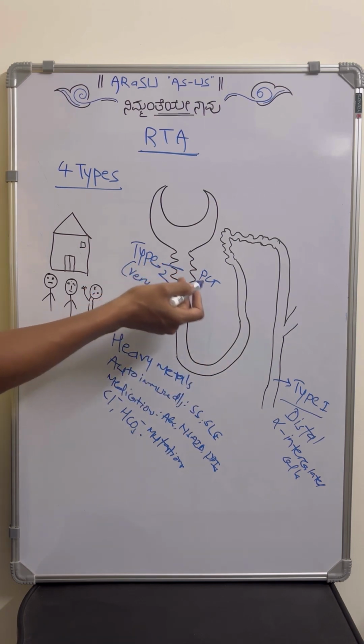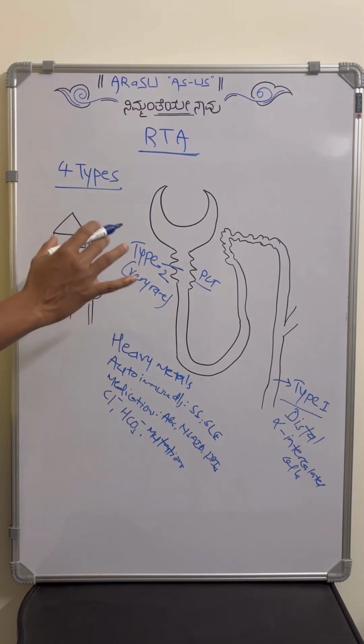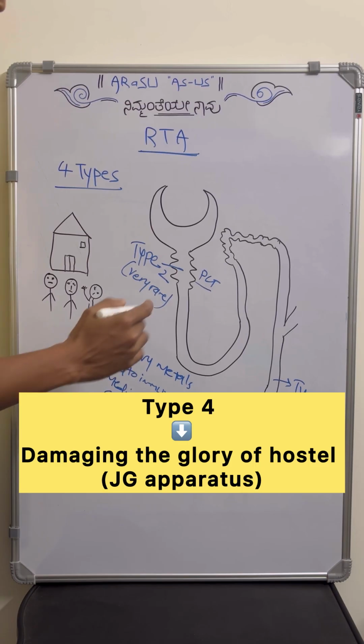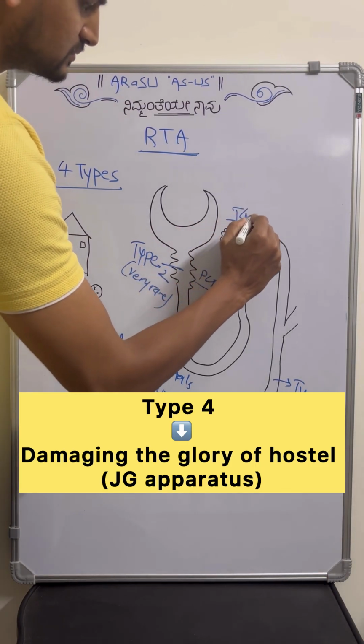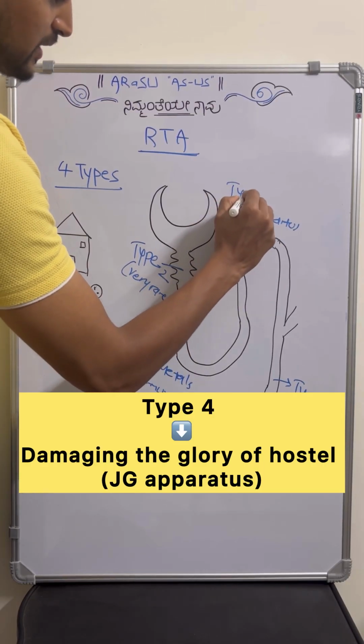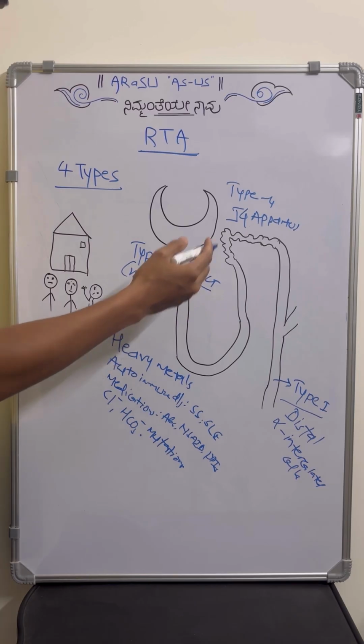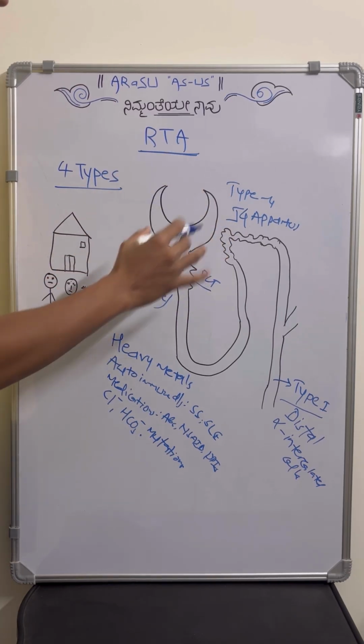Type 3 is mixed. So obviously it will be damage of both the PCT and the distal convoluted tubule, or distal part of the nephron. Type 4 is like the glory of the nephron, that is the JG apparatus. This is type 4. It is like the shan of the kidney or nephron. Whatever the function of the nephron is, that will be lost.